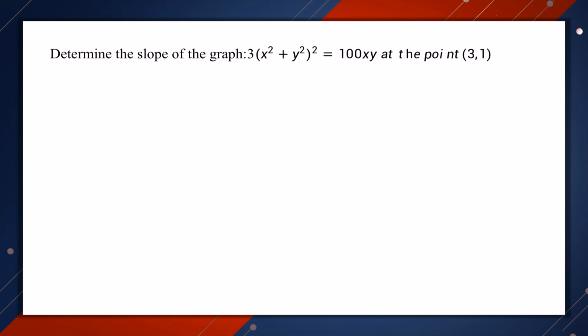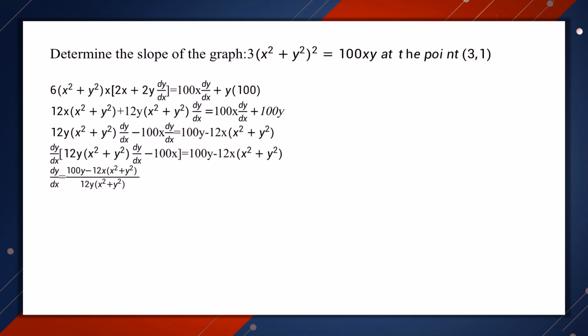Then we determine the slope of the graph. 3 times x squared plus y squared, then squared, is equal to 100xy at the point 3 and 1. 6 times x squared plus y squared times 2x plus 2y times dy over dx is equal to 100x dy over dx plus y times 100.